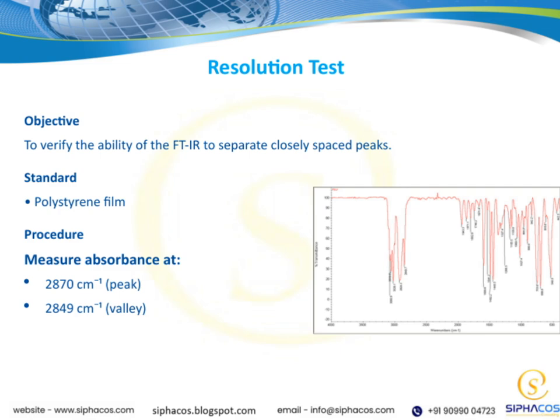For our standard, we'll be using a polystyrene film. It's a common reference material because its spectral features are well known and consistent, making it ideal for testing resolution. The procedure involves measuring the absorbance at two specific points. First at 2870 cm⁻¹, which corresponds to the peak, and then at 2849 cm⁻¹, which is the valley between the peaks. By analyzing these measurements, we can determine if our FTIR instrument can clearly resolve these two features.